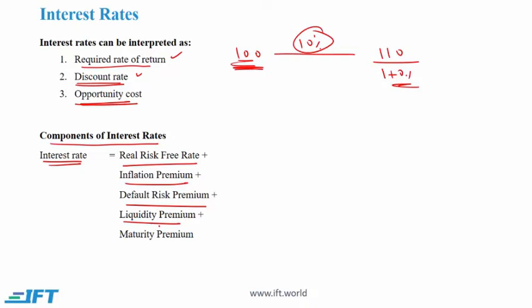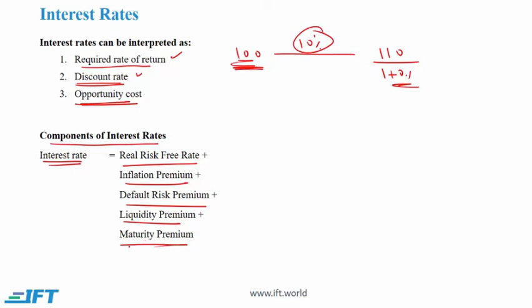Liquidity premium is a premium we add if the security that we are talking about cannot be sold very easily. And then maturity premium is a premium based on the maturity of a security. Investors prefer short-term securities to long-term securities. There is greater risk associated with longer-term securities, and that's why we add a maturity premium.